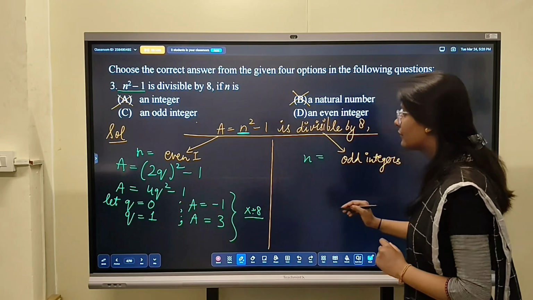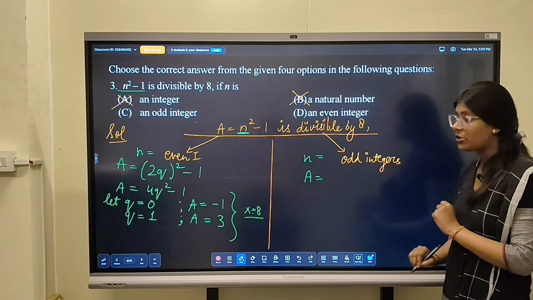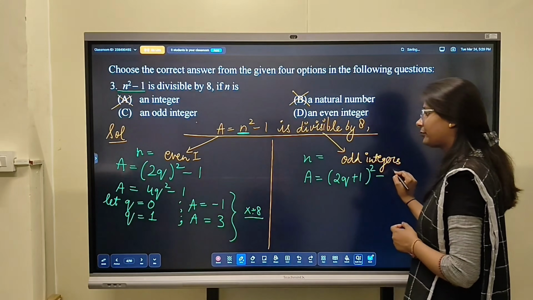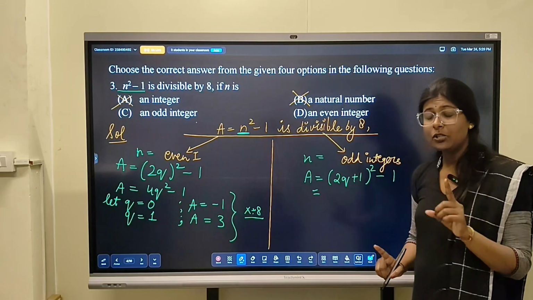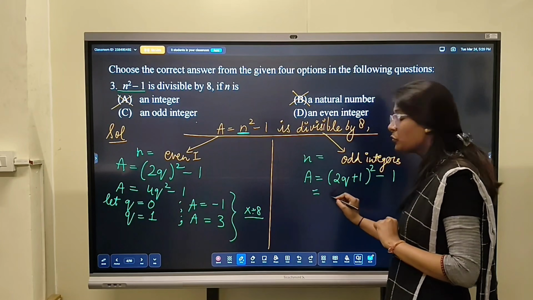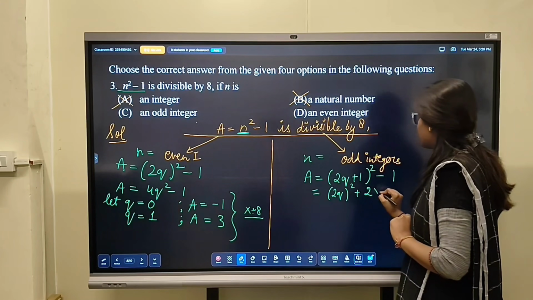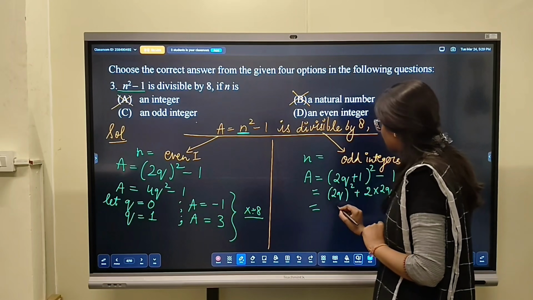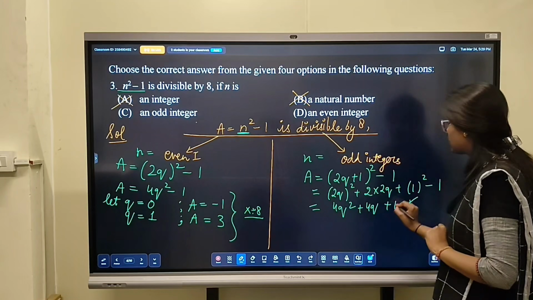Now, if I consider that a is represented by n and n is an odd integer, then it should be in the form of 2q plus 1, right? Let's open this. Now 2q plus 1 whole square is there. Make sure you are implementing the identity a plus b to the whole square. That would be 2q whole square plus 2 times 2q plus 1 square plus minus 1. So it is nothing but 4q square plus 4q, and then plus 1 minus 1 gets cancelled.